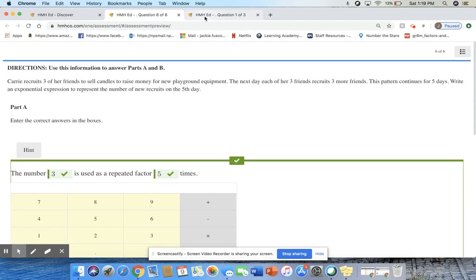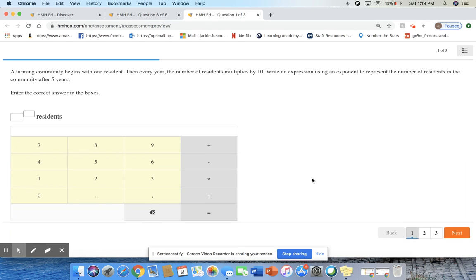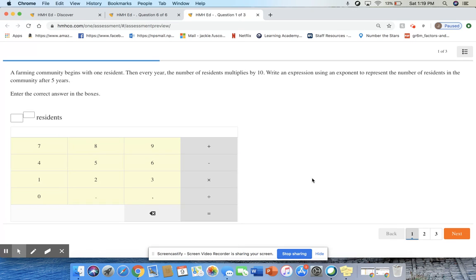So now you're going to do 3 questions on your own. Let's look at the 3 questions that you're going to be completing. Number 1 says, a farming community begins with 1 resident. Then, every year, the number of residents multiplies by 10. Write an expression using an exponent to represent the number of residents in the community after 5 years. Enter the correct answer in the boxes.